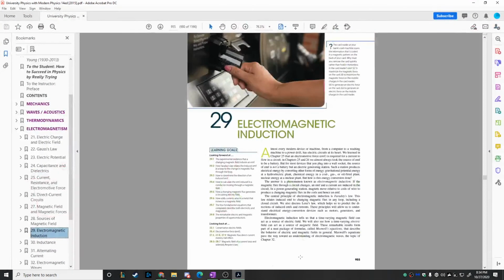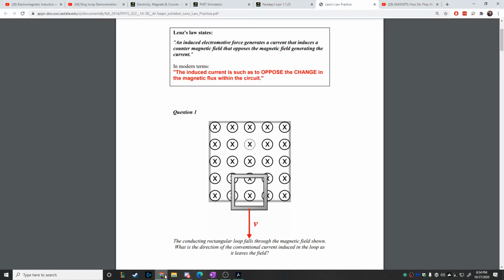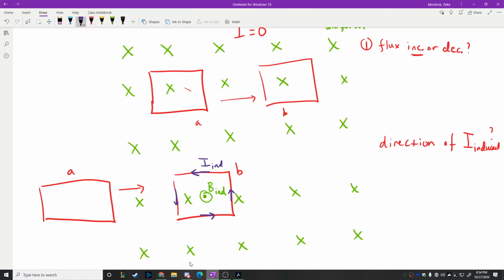On this picture, not this picture, on this picture, where the loop goes out of the field, we said the answer was that the current is going to flow clockwise, right? So it's consistent, right? When it goes in, the current is clockwise.